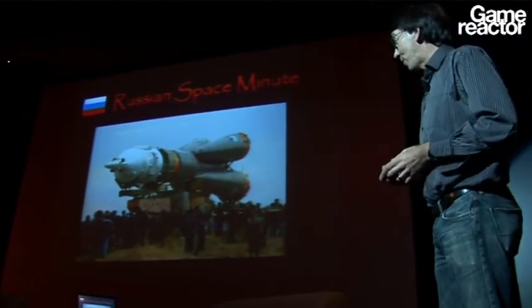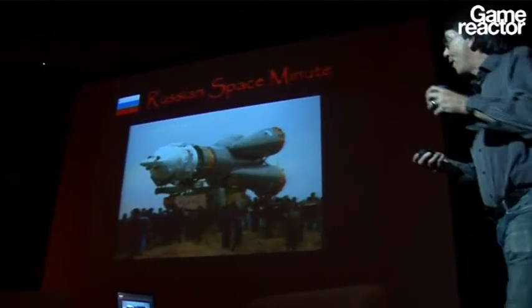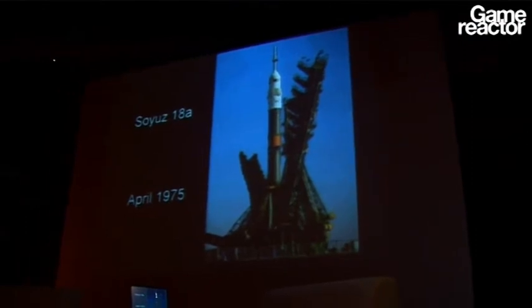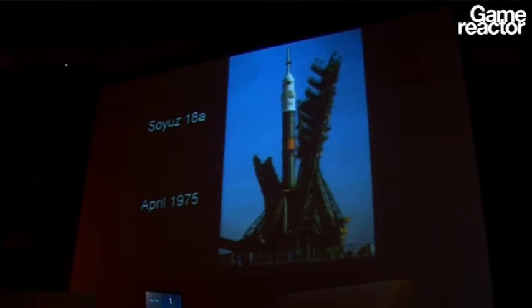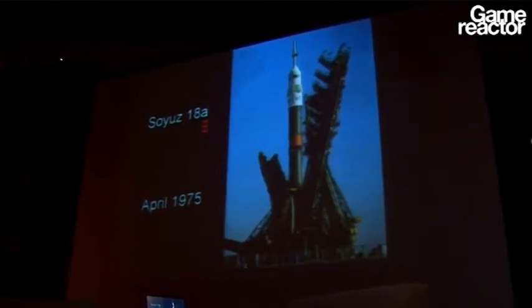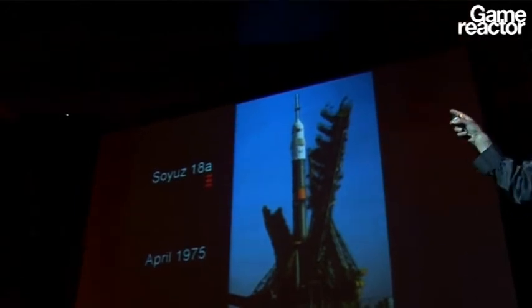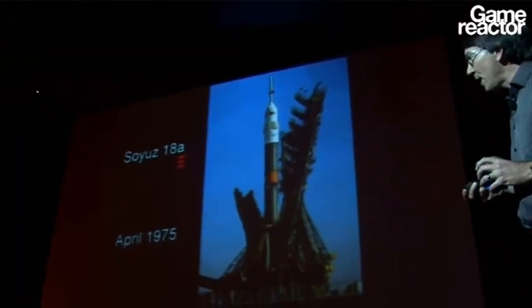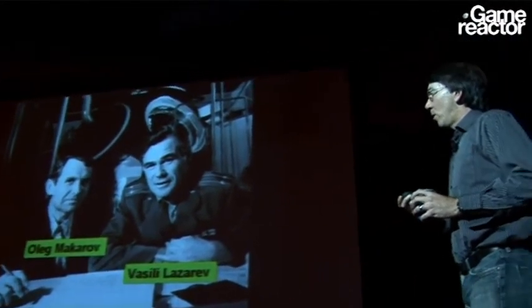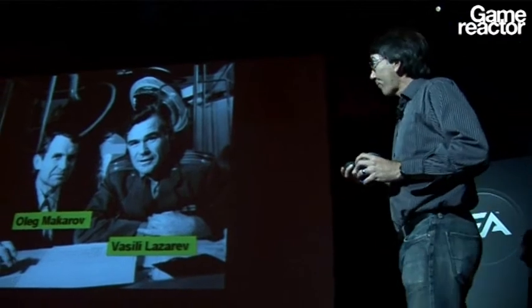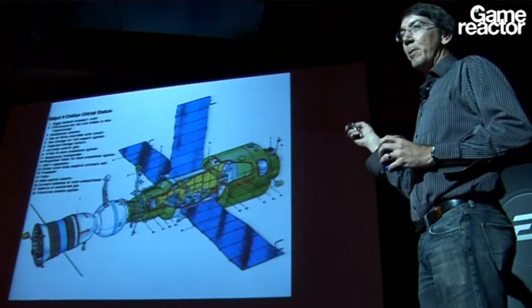Okay, this is time for the Russian Space Minute. Today will be the story of Soyuz 18A, which launched in April 1975. Now notice the A, which means that it never achieved orbit, because they had to launch another Soyuz 18 after this one. This was commanded by Vasily Lazarev and Olga Makarov. They were to go to the Salyut 4 space station and spend 3 months on board.